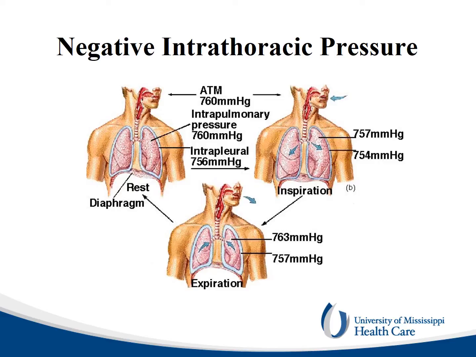Therefore remember that during the cycles of breathing, at rest, during inspiration, and during expiration, the intrapleural pressure is usually below ambient pressure, which means below 760 millimeters of mercury, and always below the intrapulmonary pressure. All this was unknown to ancient doctors.